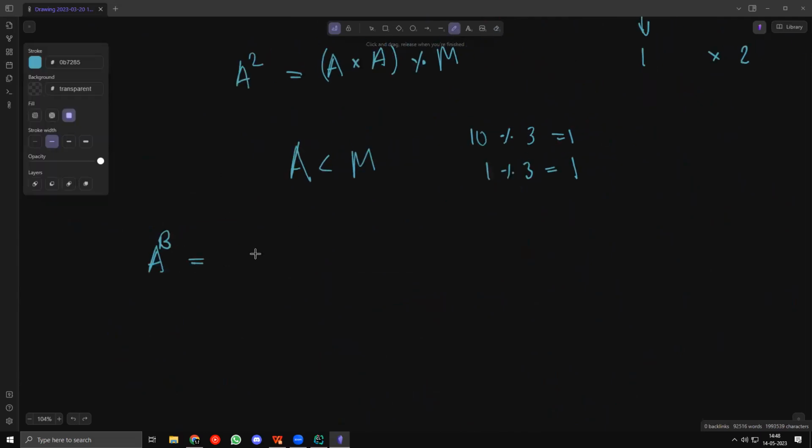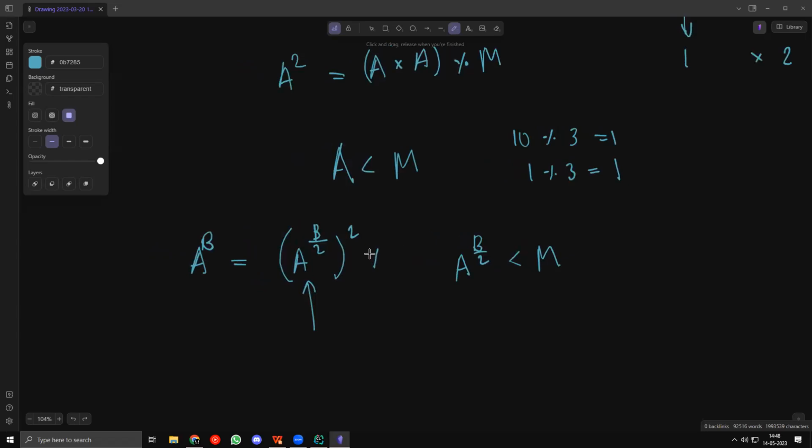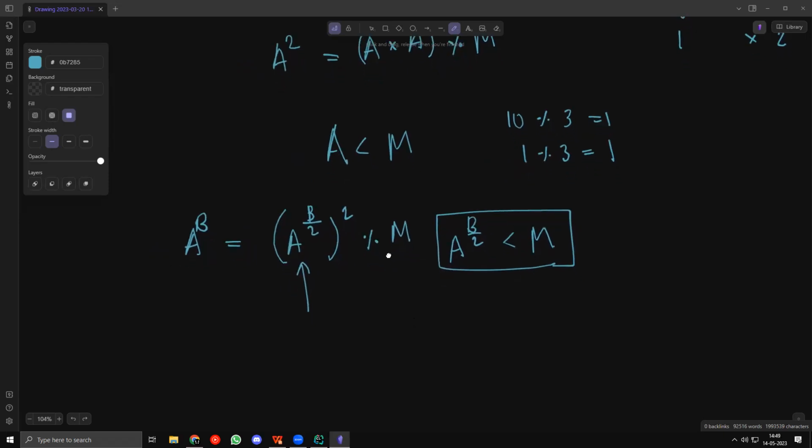So what I'll say is a to the power of b is equal to a to the power of b by 2, whole squared. Now, let us say that we know that a to the power of b by 2 is for sure less than mod. Then all you have to do is, at the end, take modulo m, right? That's it. So if I know for sure that a to the power of b by 2 is less than m, then a to the power of b is clearly just a to the power of b by 2 squared modulo m, right?